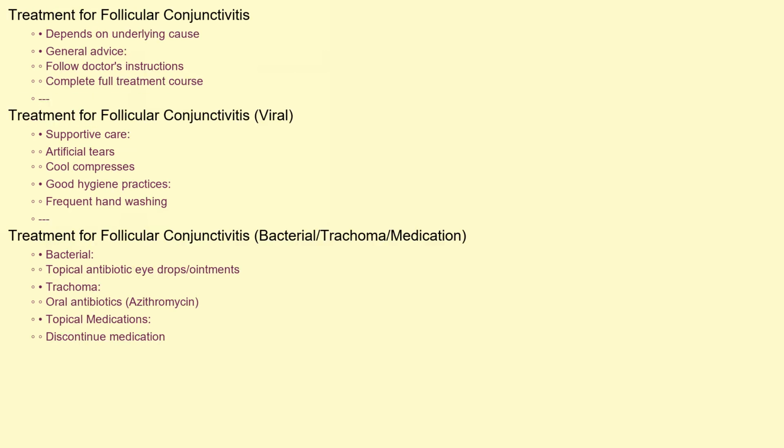Treatment for follicular conjunctivitis depends on the underlying cause. For viral infections, treatment is usually supportive, focusing on alleviating symptoms with artificial tears and cool compresses. Good hygiene practices, such as frequent hand washing, are also essential to prevent the spread of the infection. Bacterial infections require topical antibiotic eye drops or ointments. Trachoma is treated with oral antibiotics, typically azithromycin. In cases caused by topical medications, discontinuing the medication is usually sufficient. It's essential to follow your doctor's instructions carefully and complete the full course of treatment, even if your symptoms improve.